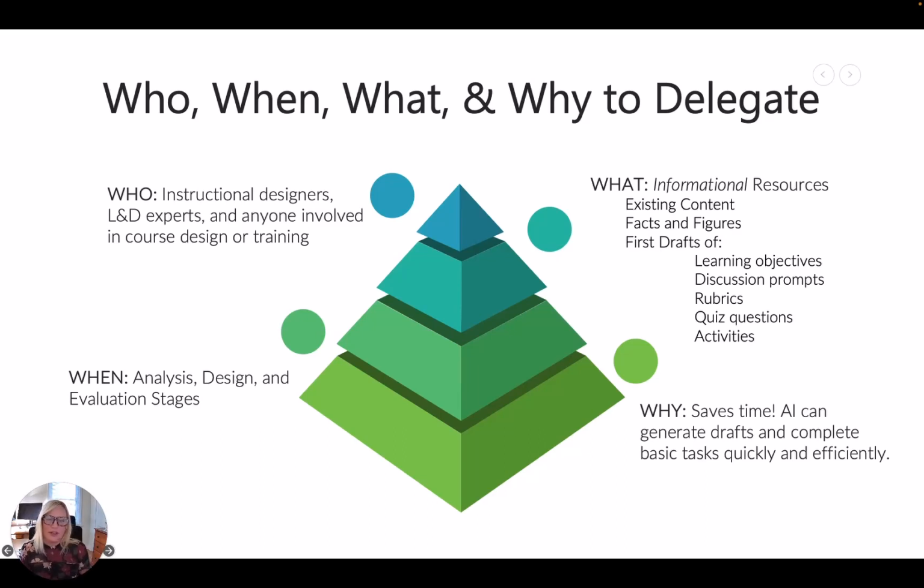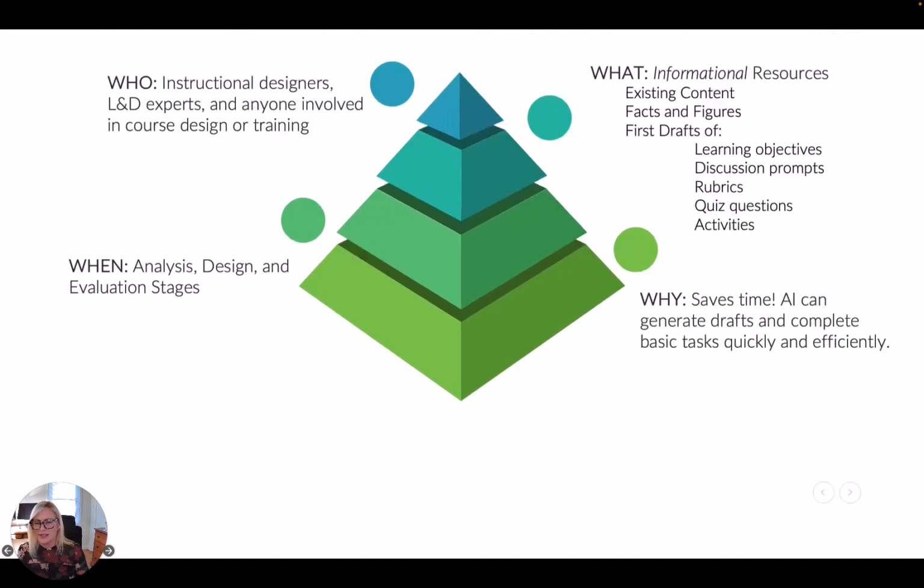So what things can you generate? Informational resources are really great to generate with Gen AI. Existing content, facts and figures, and first drafts of learning objectives. Now, I haven't had a lot of good luck with learning objectives, and I've tried it a number of different ways, but it still needs work using Gen AI. So that's why we say first draft, discussion prompts, rubrics, quiz questions, and activities. And so the big why is that it saves time. Gen AI can complete these tasks in a matter of minutes.